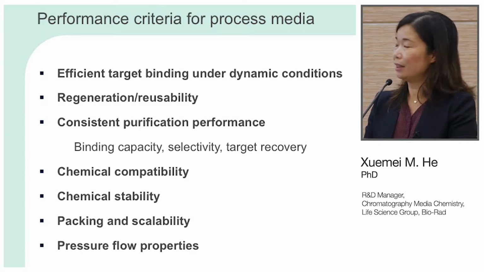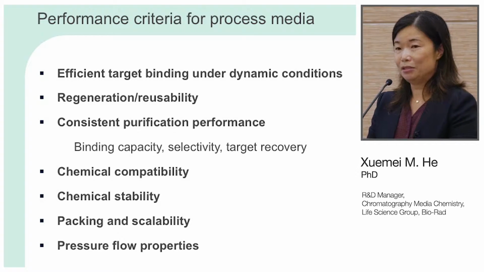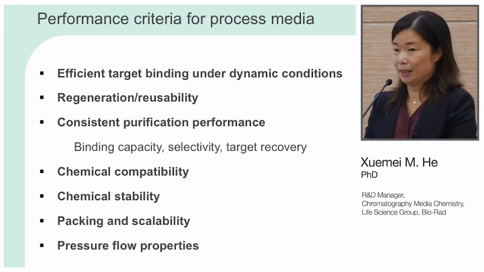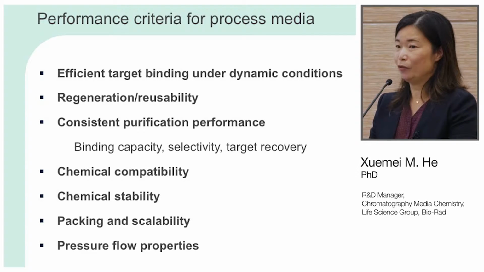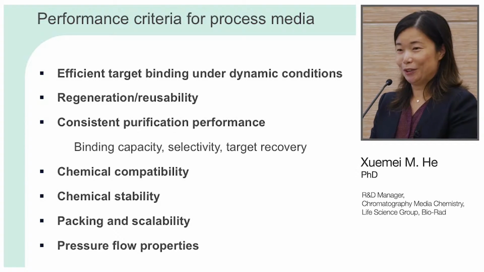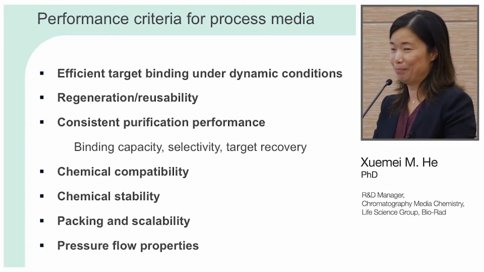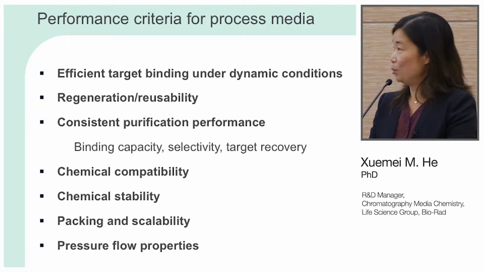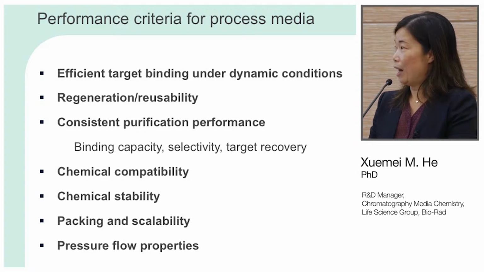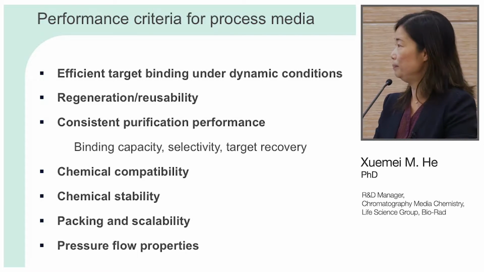Now, let's talk about process resins. Because we need to process a lot of material, we have to run quickly under dynamic conditions. So the beads have to be strong when you pack a large column. And for quality control reasons and for reduction of production cost, we want to reuse the column as many times as possible. That means we need to be able to regenerate the column, and after regeneration, you still have the same binding capacity, selectivity, and target recovery.